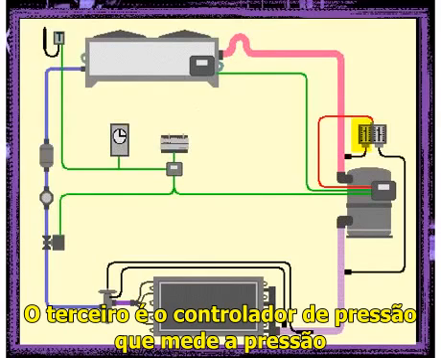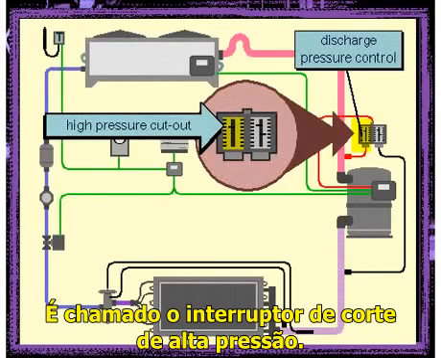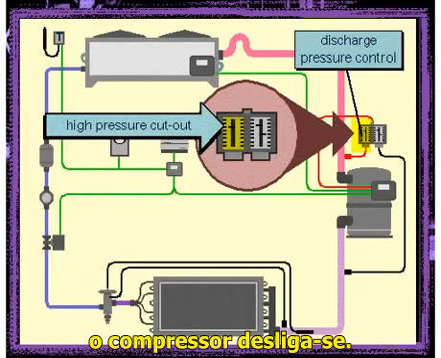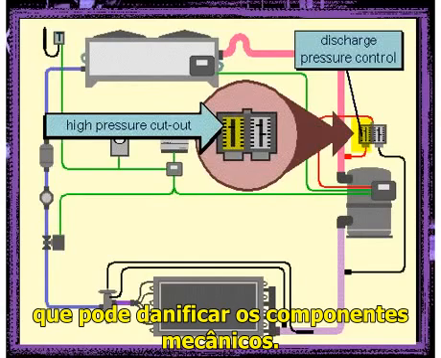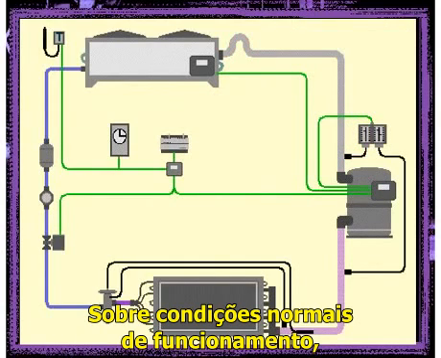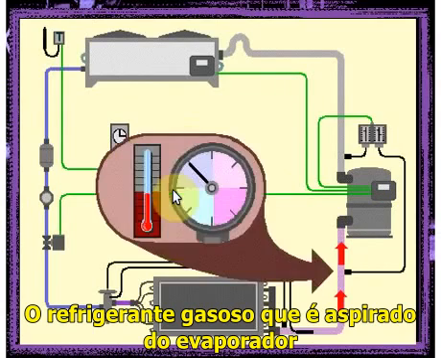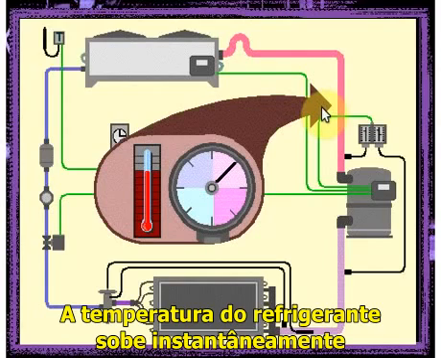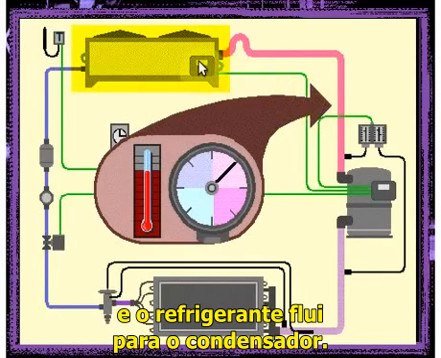And the third is the pressure control that measures the pressure at the discharge outlet. It is called the high pressure cutout. When the discharge pressure is too high, the compressor shuts down. This may indicate that there is an operating problem that could damage the mechanical components. Under normal operating conditions, the compressor runs as long as the thermostat has not reached the desired room temperature. The gaseous refrigerant which is drawn in from the evaporator is compressed to a high pressure. The refrigerant temperature then rises instantly with the increase in pressure, and the refrigerant flows towards the condenser.